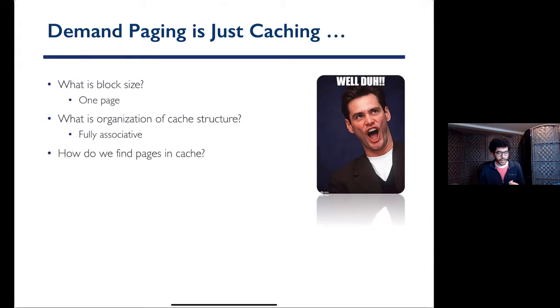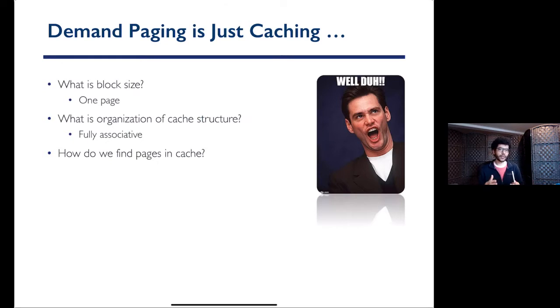The other question that we have to ask is how to find our data in the cache, now being physical memory. If you remember, in processor caches, we had the idea of tagging. So we would look at the tag, and we would tag every block in the cache with its address, and then we'd search all the tags to find if we have the data.